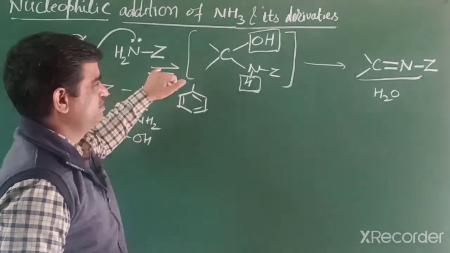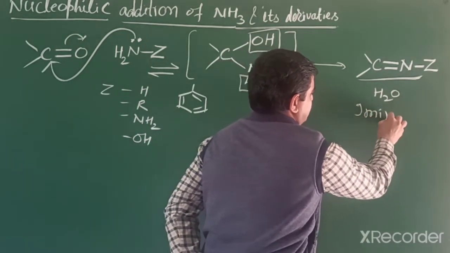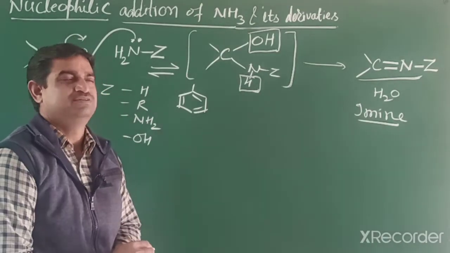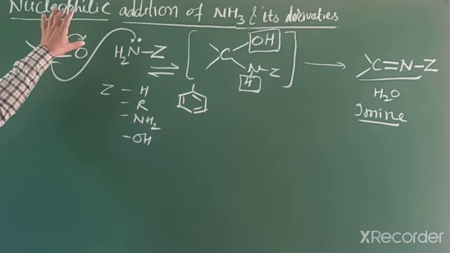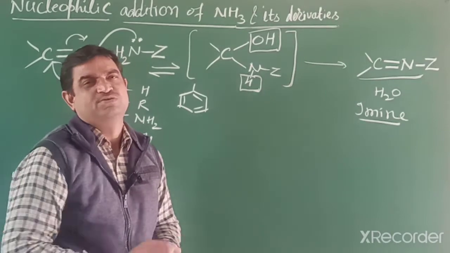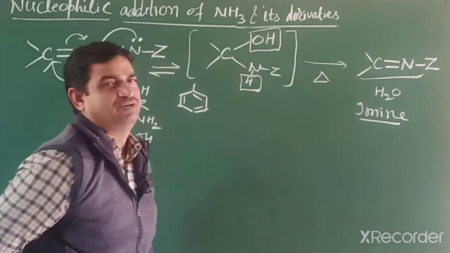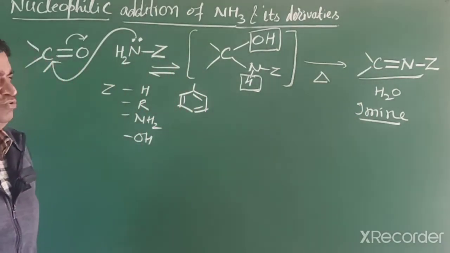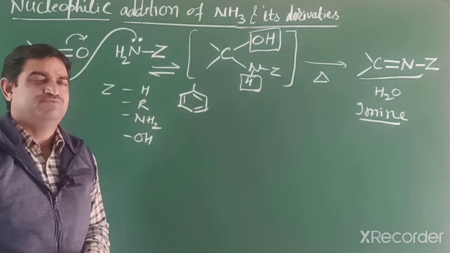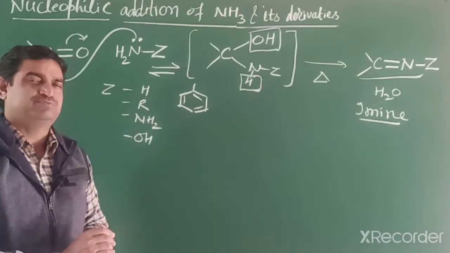When ammonia reacts, the product name is imine, I-M-I-N-E. Or if an alkyl amine reacts, then it gives a substituted imine. So first there is nucleophilic addition, after that elimination of a water molecule. When slightly heated, it easily converts towards the product side. So this is a nucleophilic addition followed by elimination of a water molecule. Now we will explain one by one.